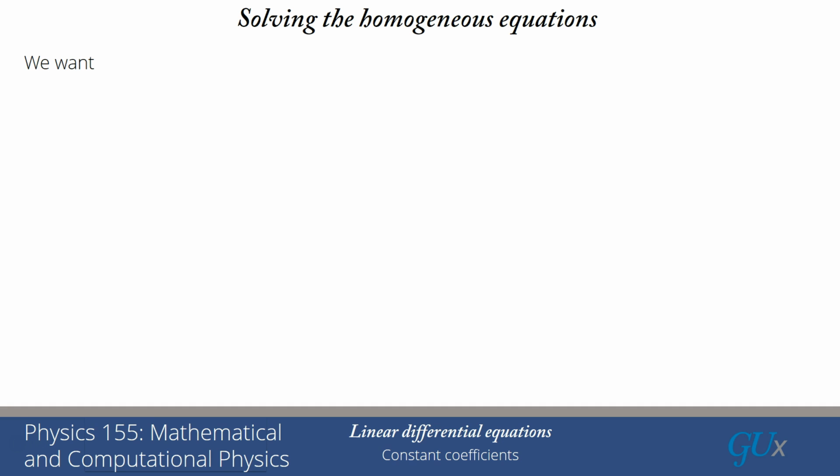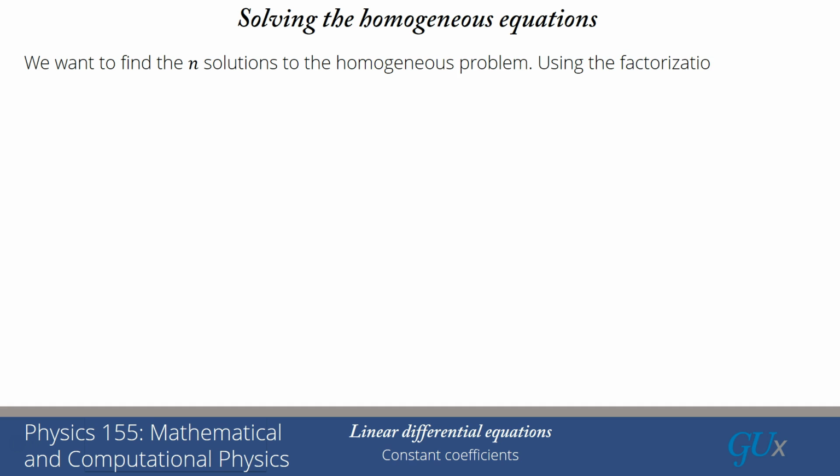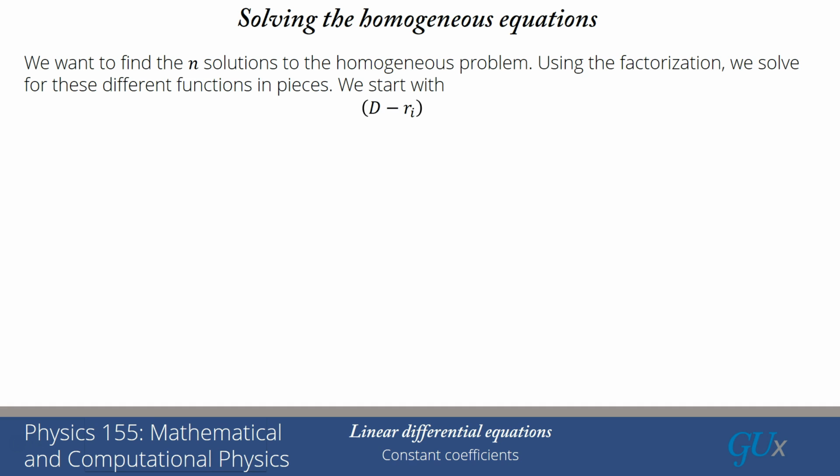All right, so how do we solve these homogeneous equations? We want to find n solutions because it's an order n differential equation. And by using the factorization, we're going to look at each term in the factorization one after another. So we're going to have a term that looks like D minus ri raised to the ki acting on y is equal to 0.